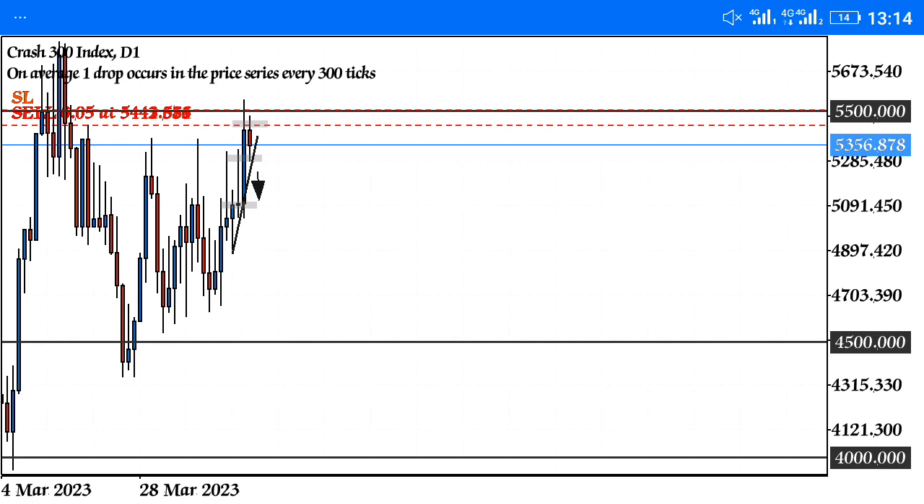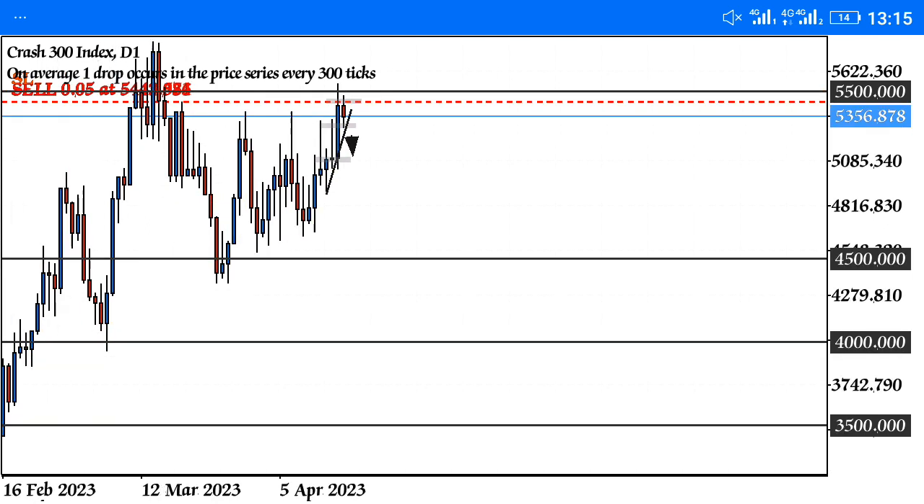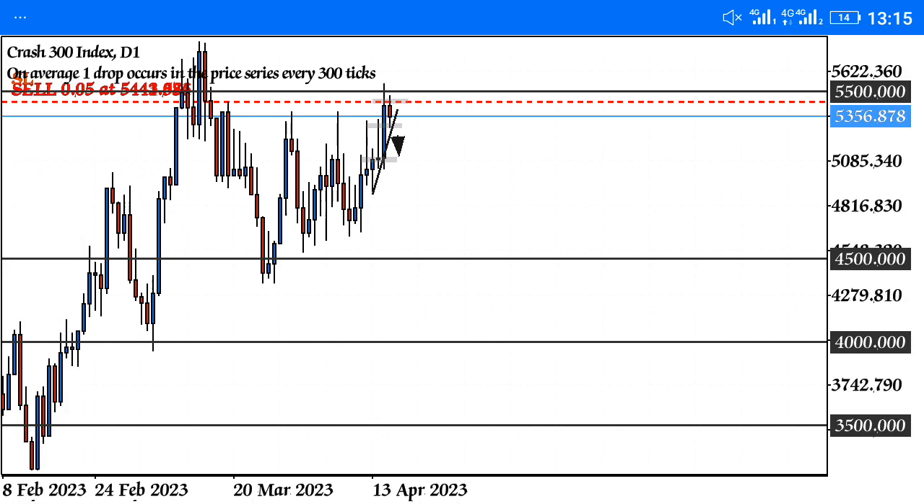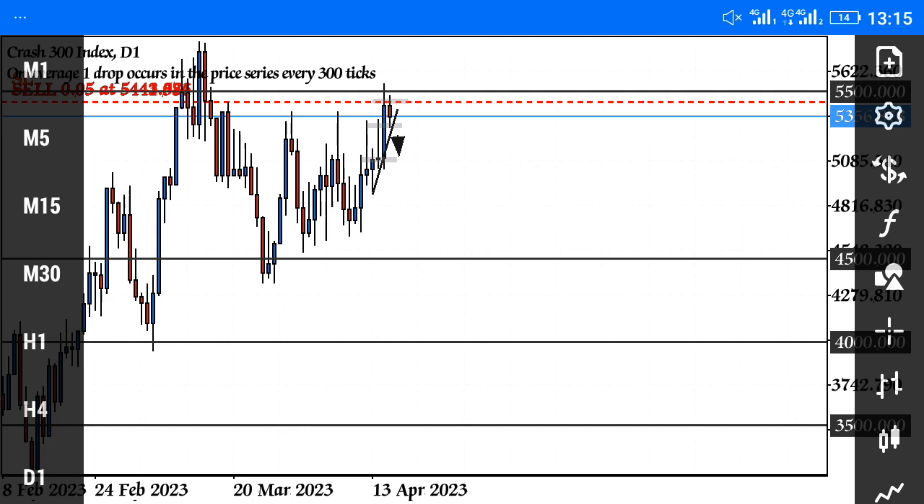But now there's another issue about psychological levels, because they alone can't make you a profitable trader. You will notice that most times the market will break above the psychological level but then trade the other way around. I'll show you a typical example right here.